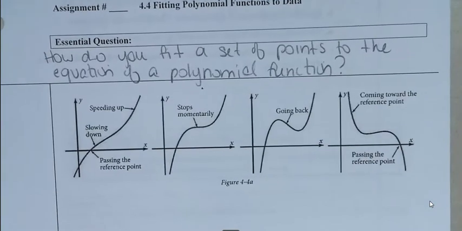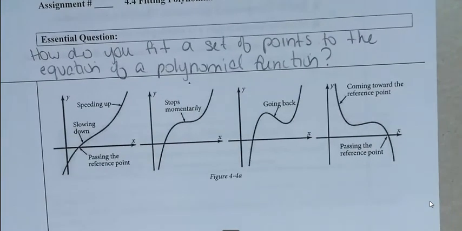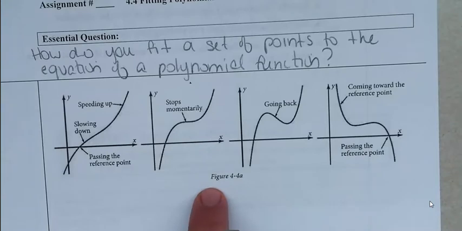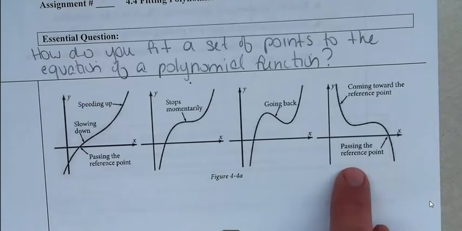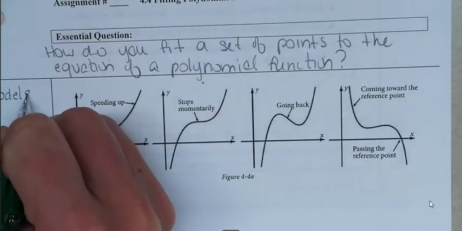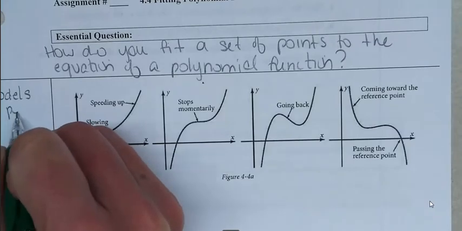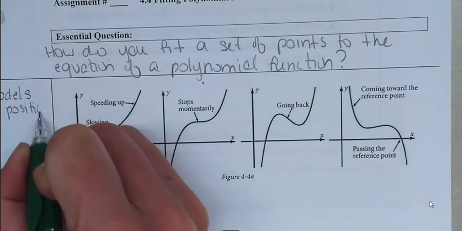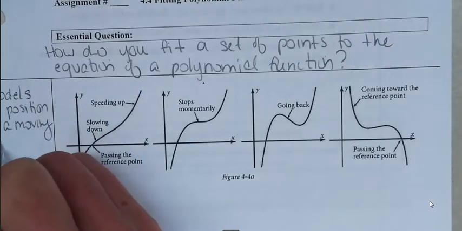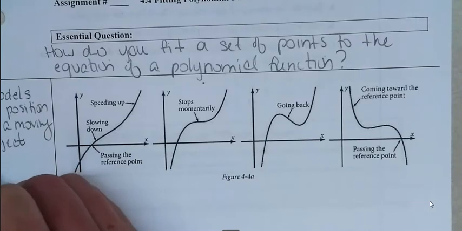All right, so let's talk about polynomial functions and what they might look like on a graph and what this actually means. So these first four graphs that are given to you come from 4.4a. This is the first figure in your book. And it's basically models of position of a moving object as a function of time.